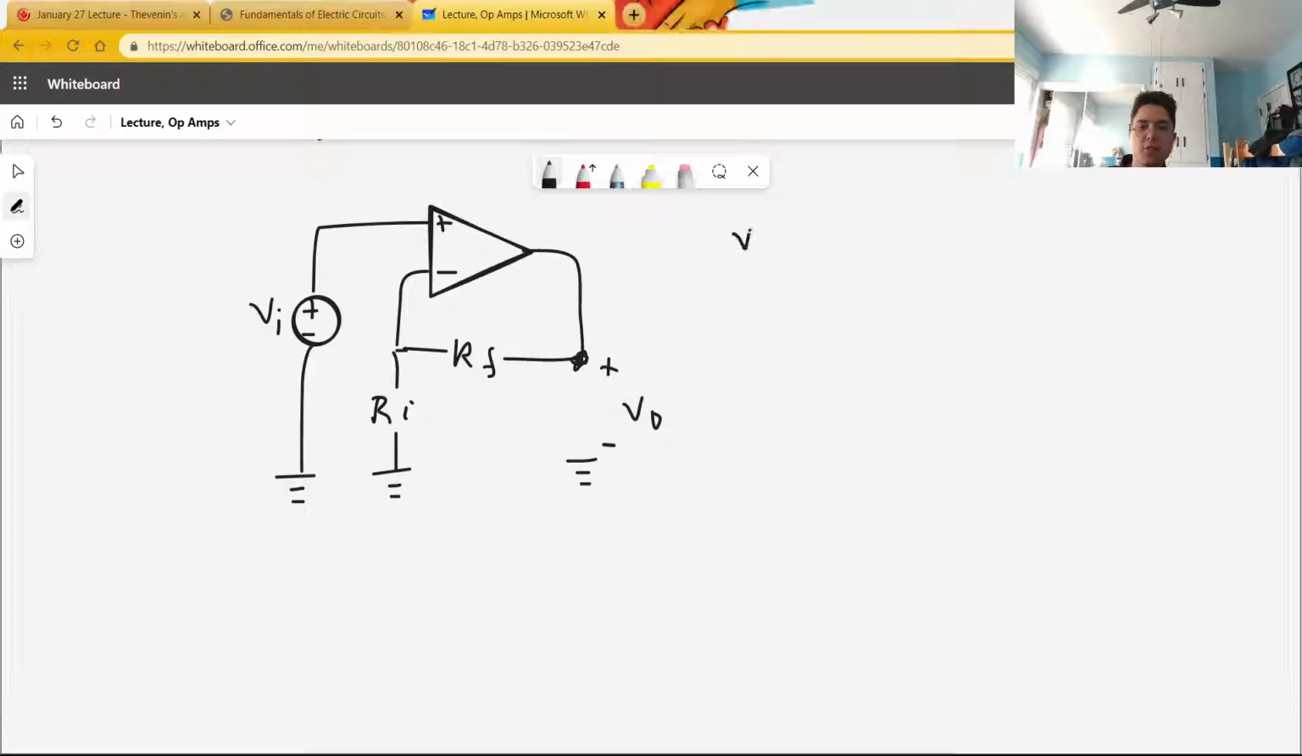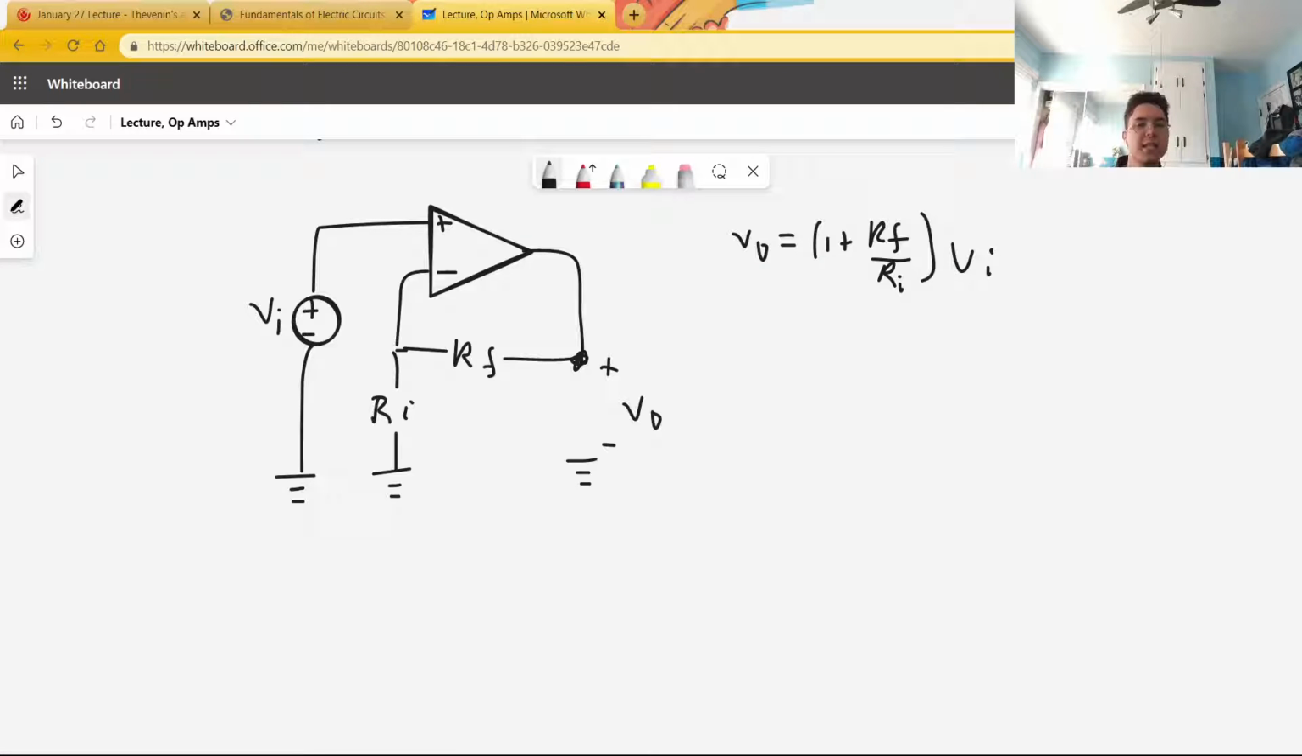The equation for VO is 1 plus RF over RI times V initial. Notice the lack of negative sign. There is no inversion or turning negative of the voltage in this circuit. Let's analyze this circuit using the fundamental principles of op-amps to determine that this equation is true.